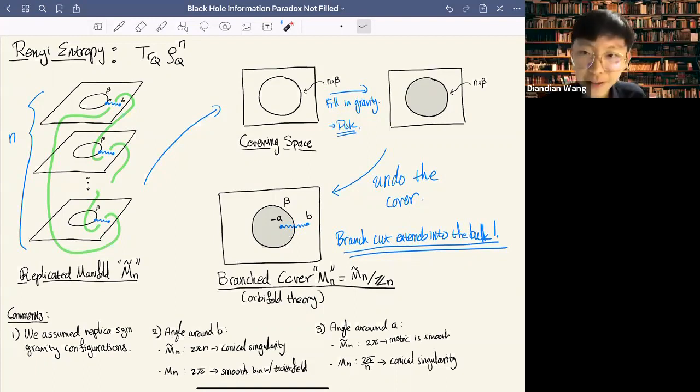Yeah, I was wondering, I'm trying to see the difference between this setup and the usual Lewkowycz-Maldacena, where after taking the quotient, I thought the boundary, sort of the bulk, there it sounds like you start with, on the boundary, a 2 pi n conical angle, but after taking the quotient, the boundary is smooth. How should I see that difference here?